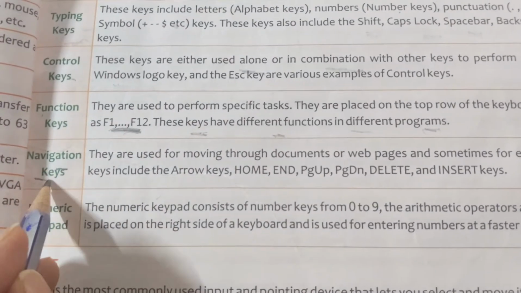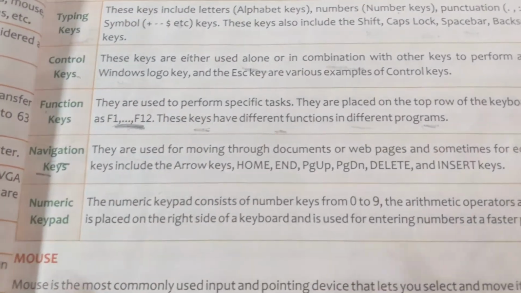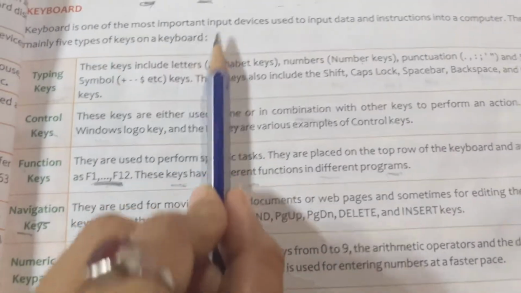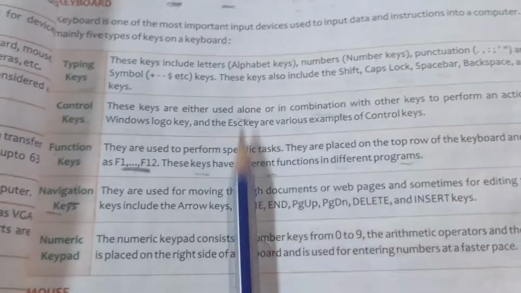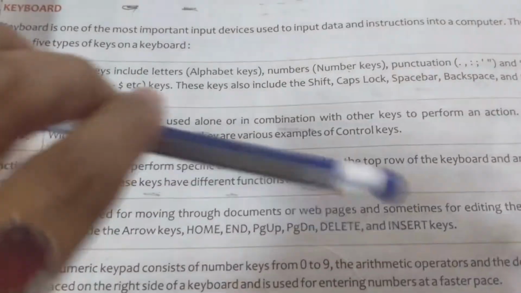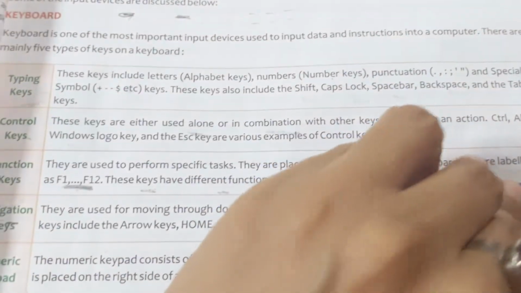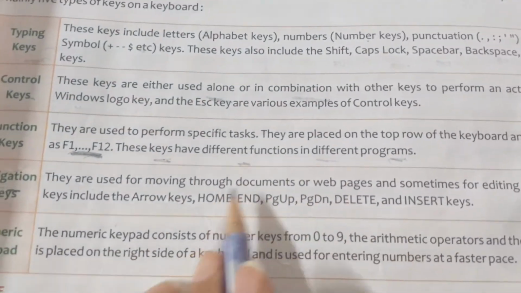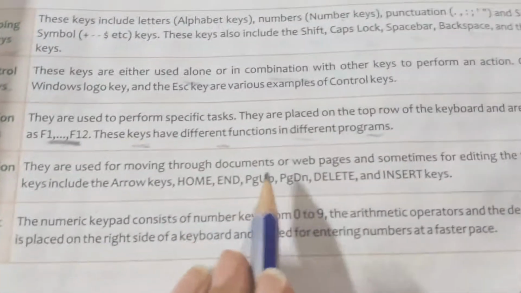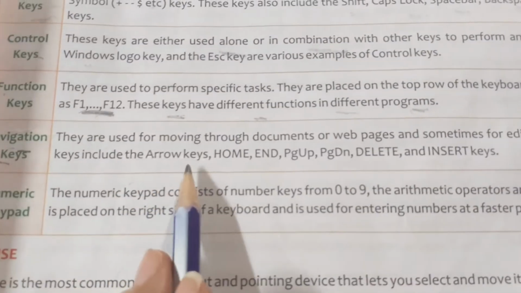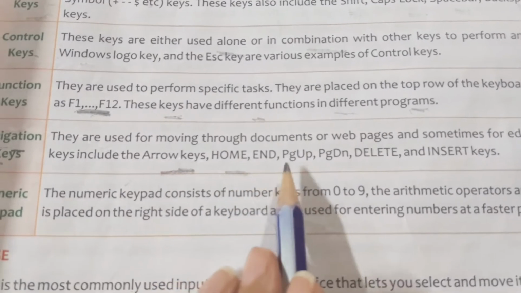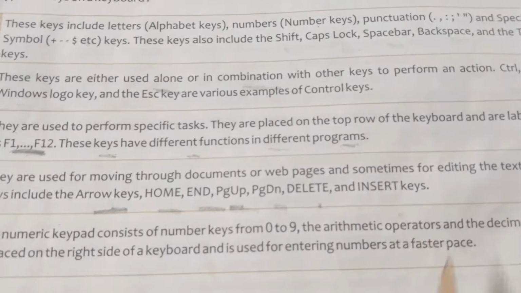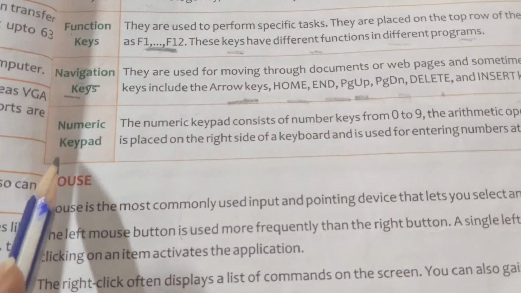Next, navigation keys. नेविगेशन का मतलब है टू मूव. If you want to move, अब सपोज this is a document, आपको कर्सर ऊपर लेके जाना है, नीचे लेके जाना है, on the left you want to go, on the right you want to go, so that is called navigation. And who helps you in navigation? Some of the keys available are arrow keys, Home, Page Up, Page Down, Delete and Insert keys. After this we have numeric keys.